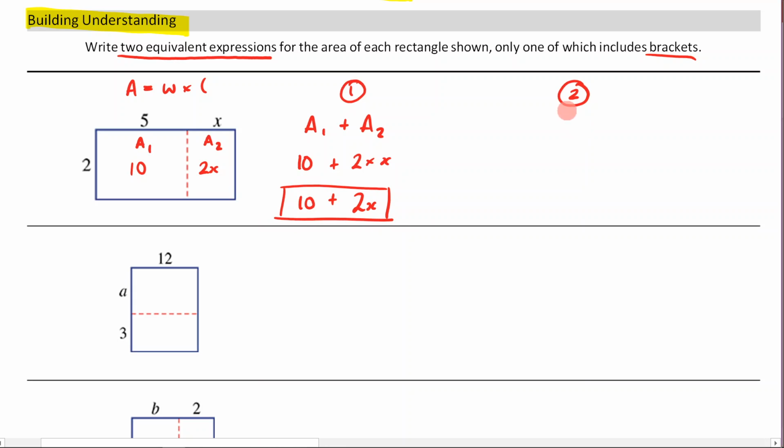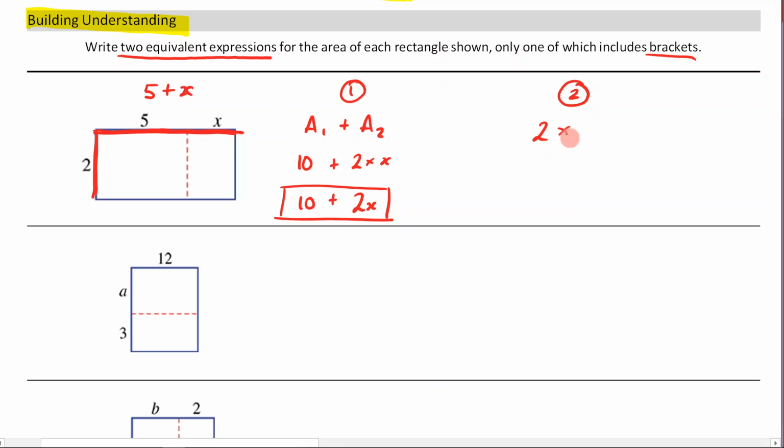Now, the other way to find the area of this rectangle is, instead of treating it as two separate sections, to treat it as one rectangle. So that means we take the width, which is 2, and we multiply it by the entire length. But the problem is that this length is made up of two sections. We have this 5 section and we have this X section. We want the entire section, so what's that going to be? Well, it's simply going to be 5 plus X. 5 plus X will give us the entire section, the entire length.